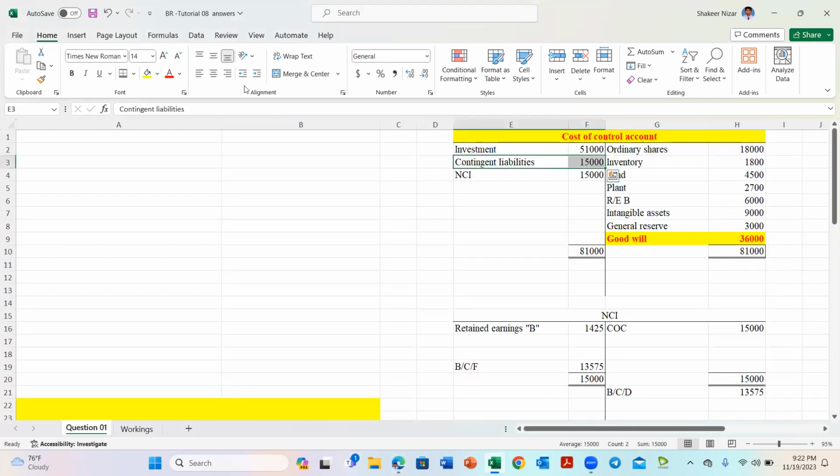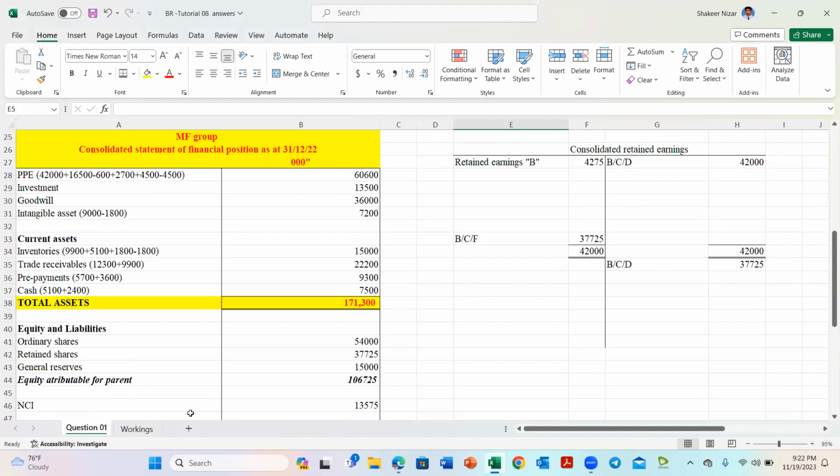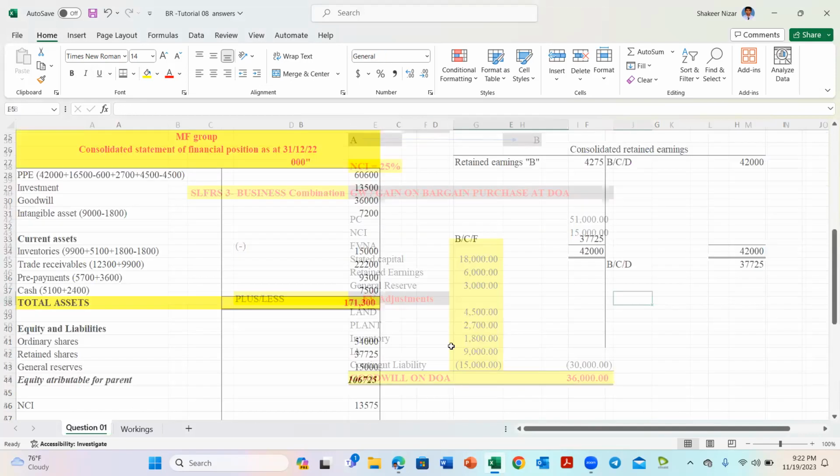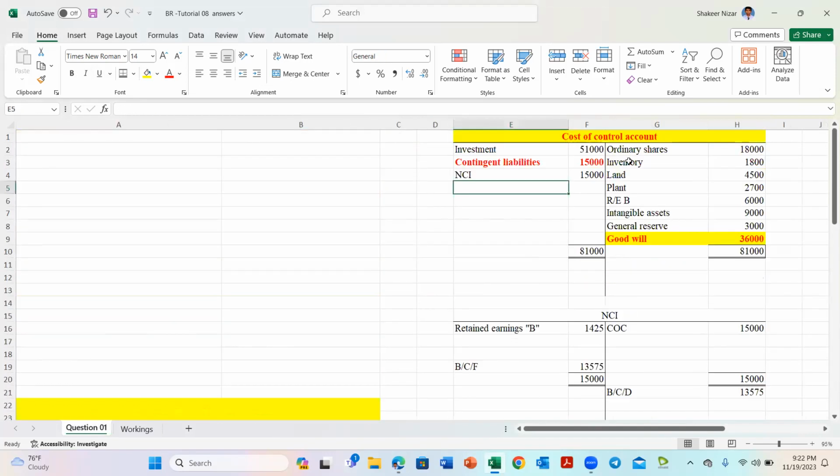Later on we will discuss the contingent liability. For the time being, let's forget about it. The ordinary shares we discussed, 18,000 at the date of acquisition. Here we recognize at the date of acquisition retained earnings of 6,000 and reserves of 3,000, right? These things we recognized.